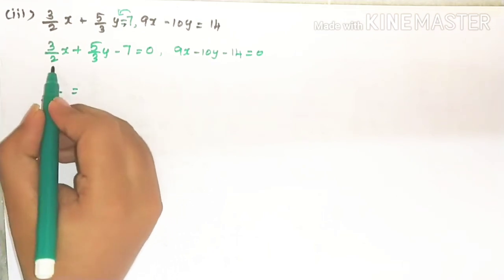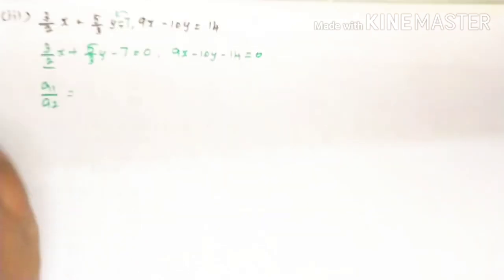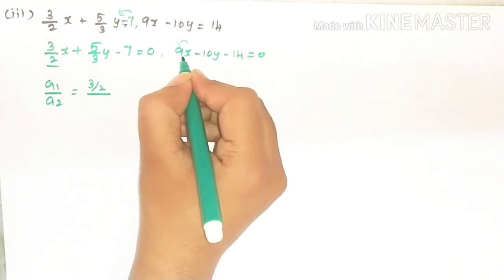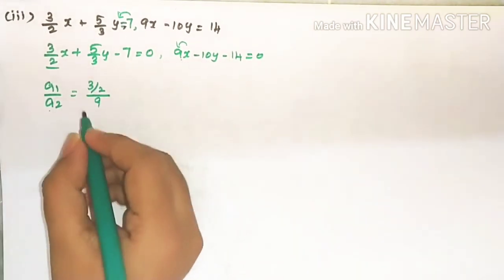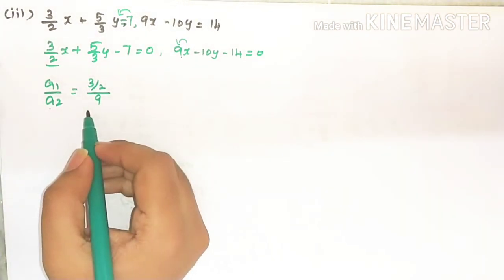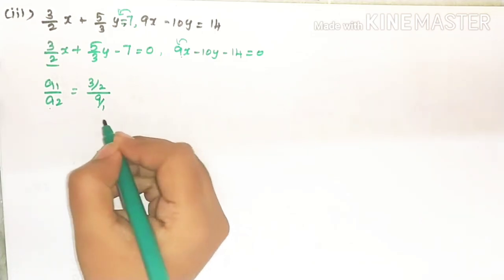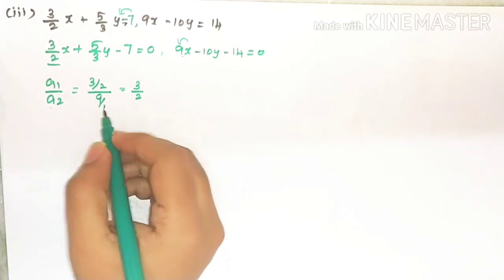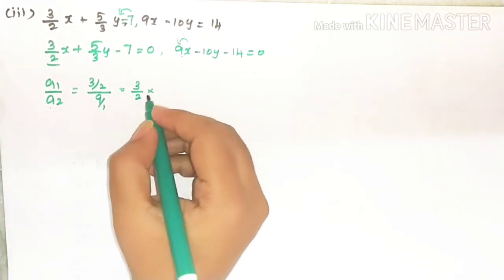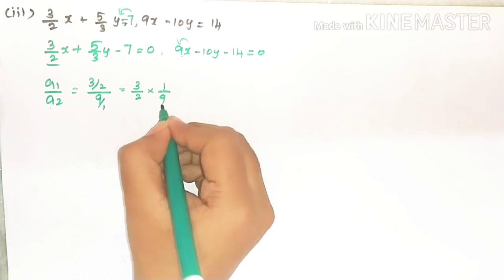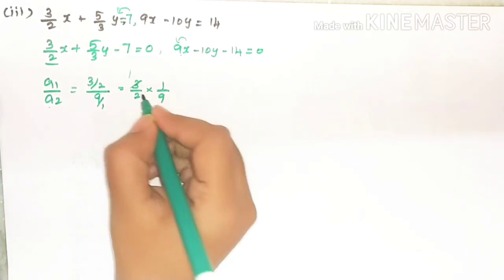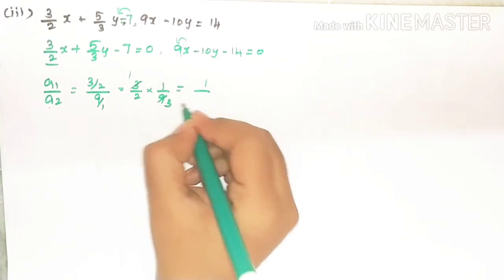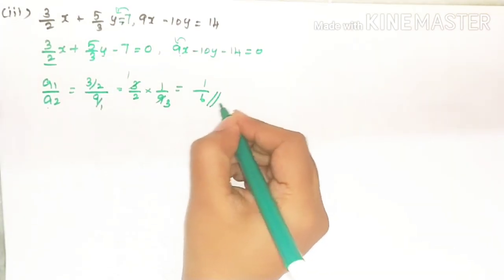a1 by a2, here a1, the coefficient of x, is 3 by 2, and the denominator a2, the coefficient of x in the second equation, is 9. So the numerator has a fraction, and the denominator does not have a fraction, so 9 we can write as 9 by 1. So the numerator fraction we will write as it is, and the denominator fraction we take the reciprocal. 9 by 1, if you take the reciprocal you will get 1 by 9. So 3 and 9 we can cancel one time, 3 3s are 9. So 1 1s are 1, 2 3s are 6. So a1 by a2 you got 1 by 6.